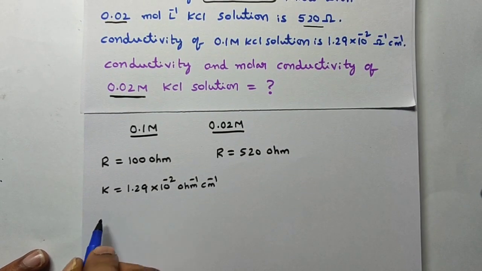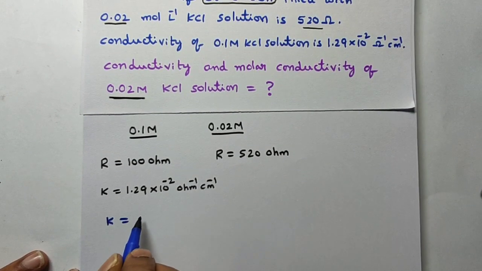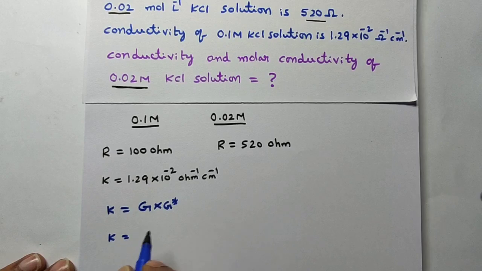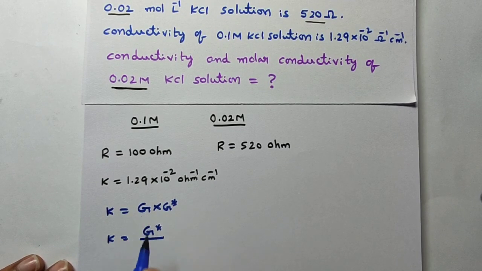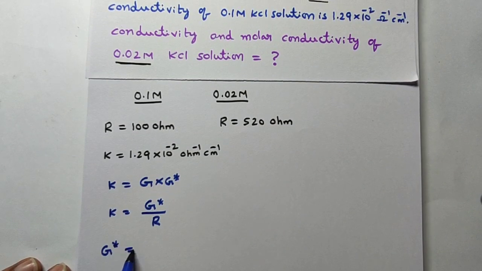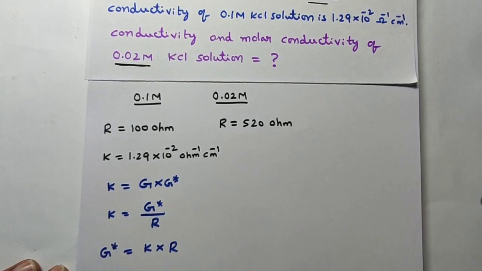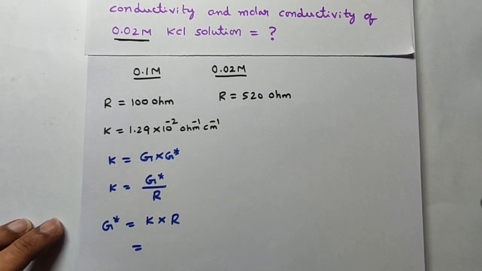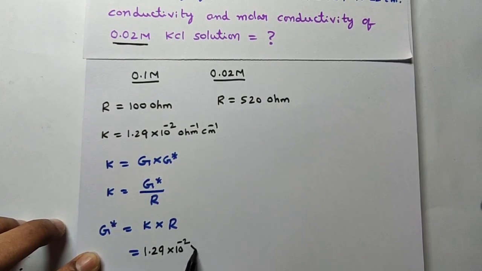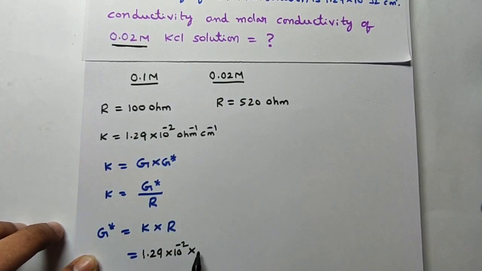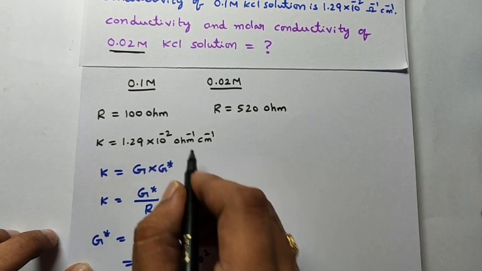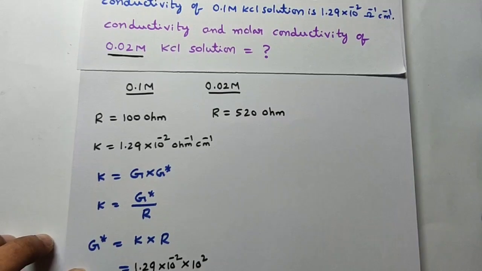So in the first step we find the cell constant, and in the second step we substitute it. Conductivity kappa equals G into G star, so kappa equals G star divided by R. We want G star, so G star equals kappa into R. Substituting: 1.29 into 10 power minus 2, into 100, which is 10 power 2. 10 power minus 2 and 10 power plus 2 cancel, and we get 1.29 centimeter inverse. This is the first formula.